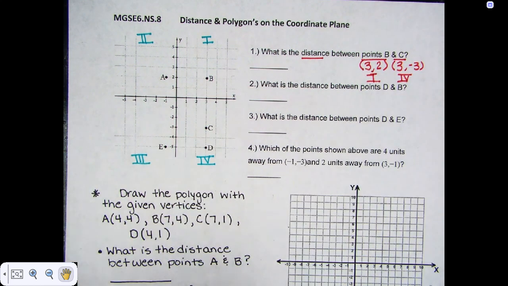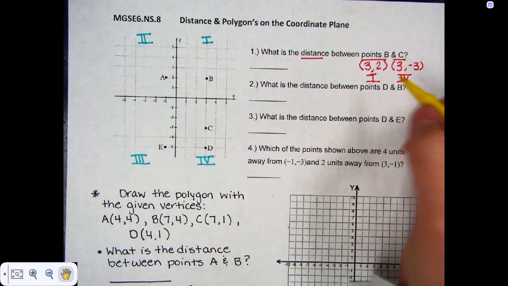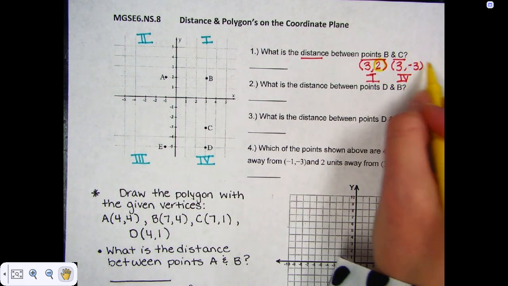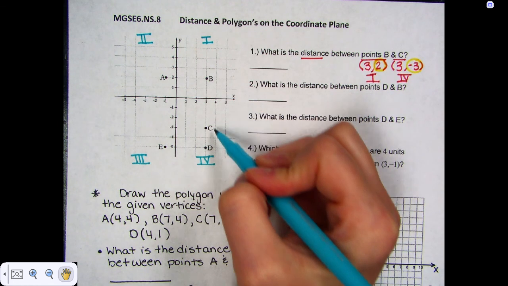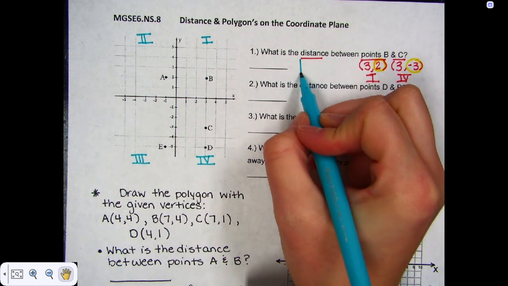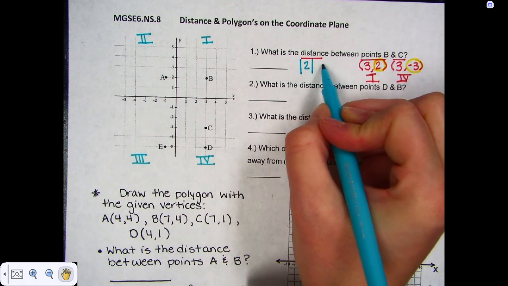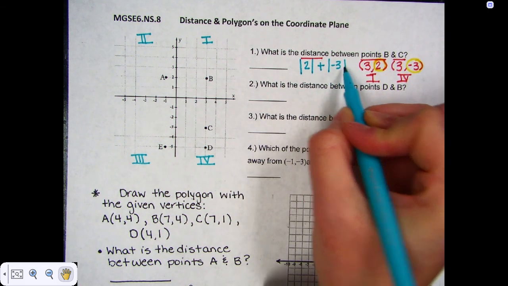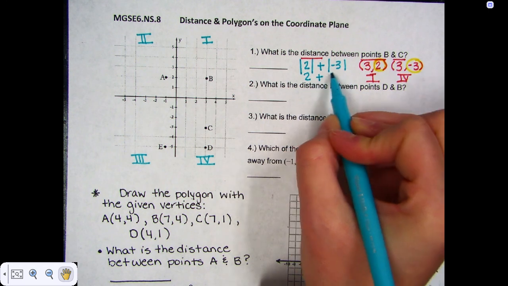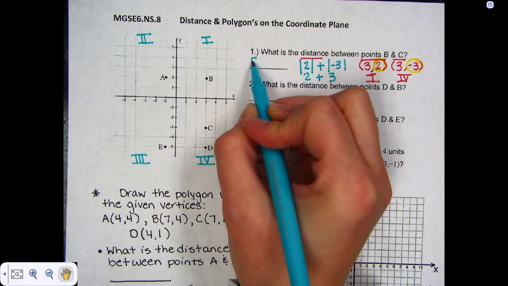So the first thing we do is we look and see which one of their values differs. Does their x differ or their y differ? And in this case, it looks like their y values differ. So I'm going to highlight those. So when they're in different quadrants like this, we are going to be adding their absolute values. So I'm going to take the absolute value of 2 and add it to the absolute value of -3 to get a total distance of 5 units.